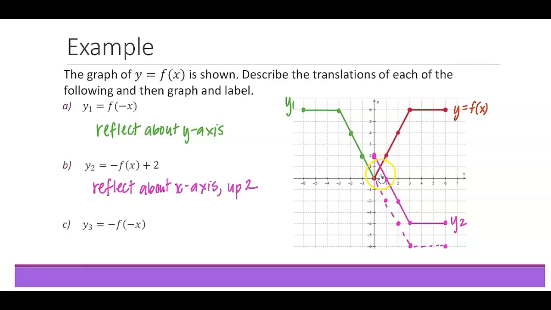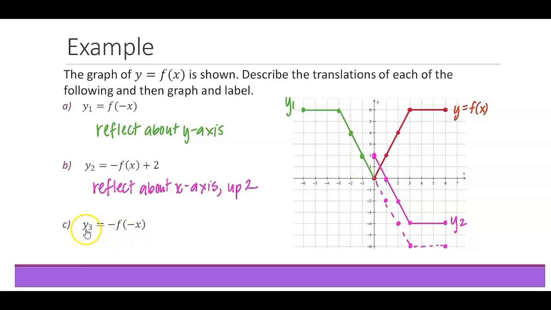Just a quick note, it is important that we perform the reflection about the x-axis first, because if we shifted everything up 2 first, we're also shifting up the x-axis. So it is easier if we think about reflection over the x-axis first and then shifting everything up 2 units.